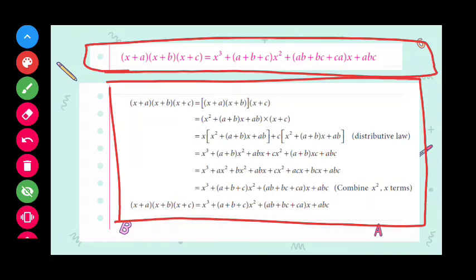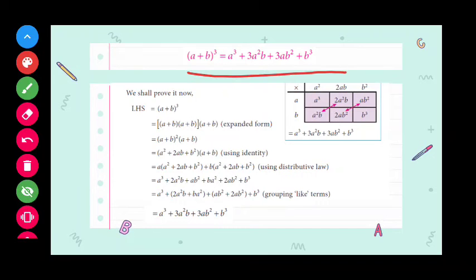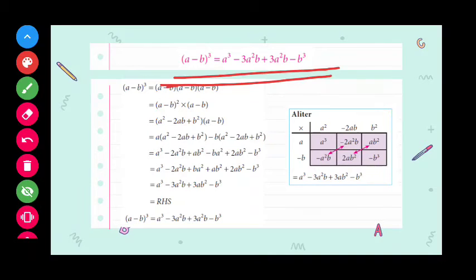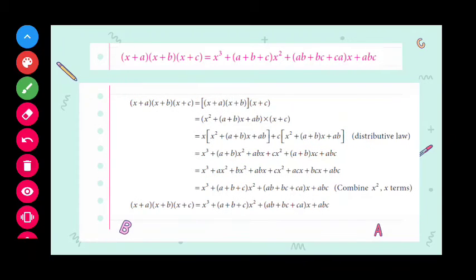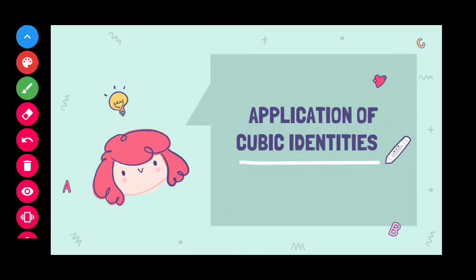Okay, so we have seen three identities so far, which are a plus b whole cube is equal to a cube plus 3ab plus b square, and another one is a minus b whole cube equal to a cube minus 3ab plus b square, and another one is x plus a into x plus b into x plus c is equal to x cube plus a plus b plus c into x square plus ab plus bc plus ca into x plus abc. Okay, so let's get into application of cubic identities, which means where we are going to apply these identities in problems to get the final answer. We'll be seeing one problem for each identity.